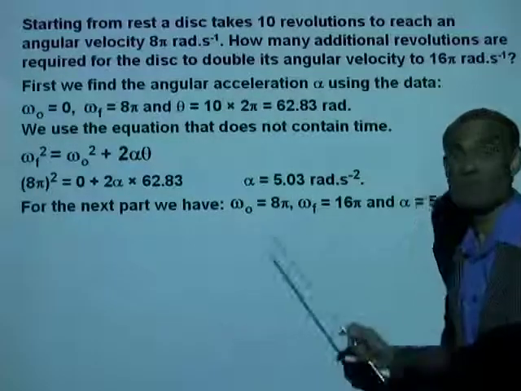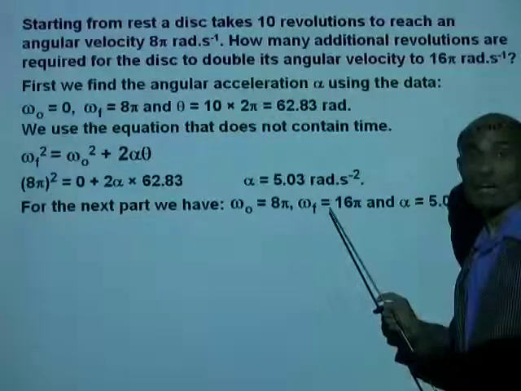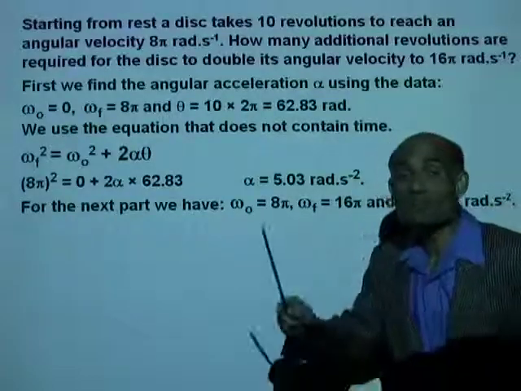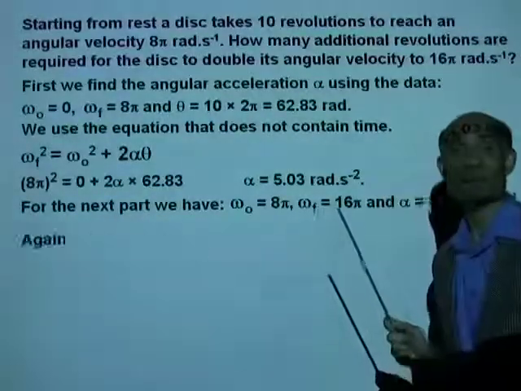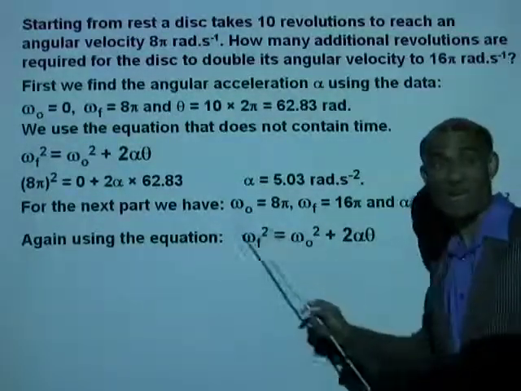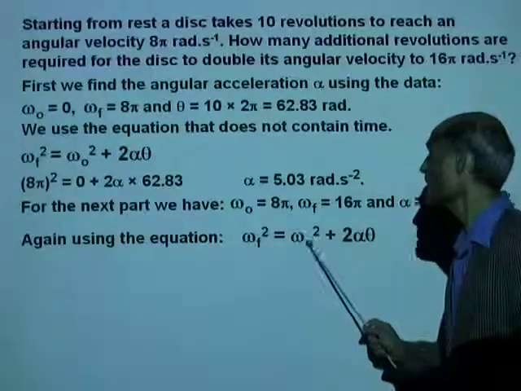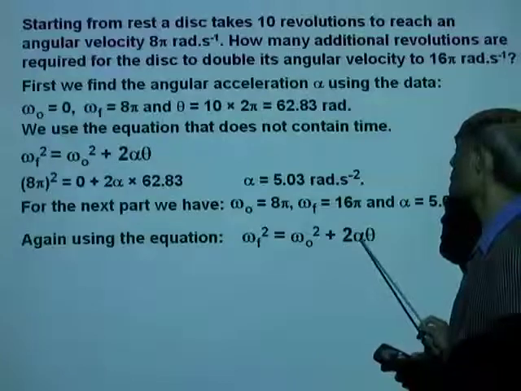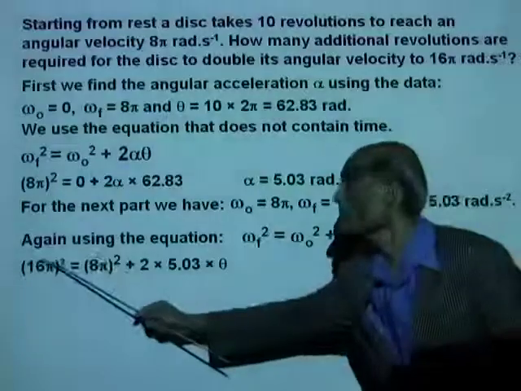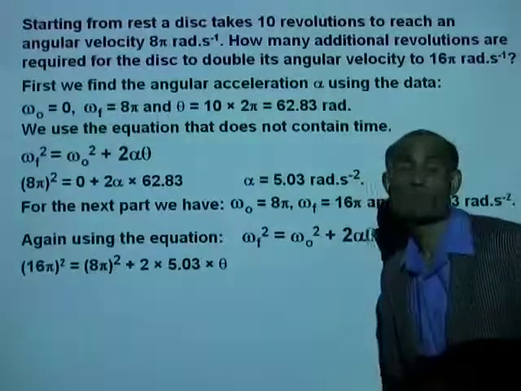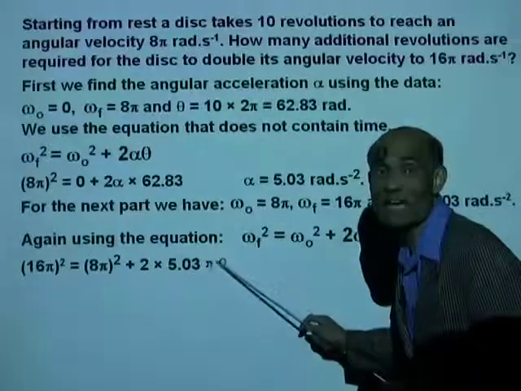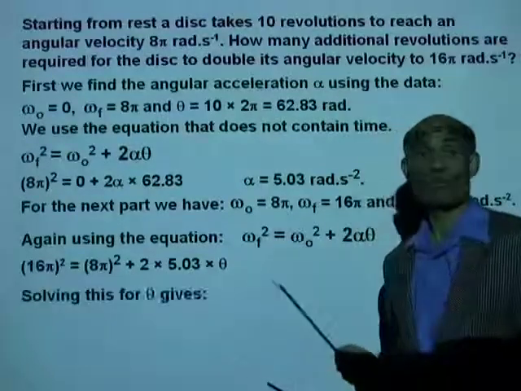per second squared. We have the initial angular velocity, final angular velocity, and alpha. Can you find the angular displacement during that second part? Yes, we can find the angular displacement using the same equation: omega f squared equals omega 0 squared plus 2 alpha theta. Replacing these values, that will be 16 pi all squared equals 8 pi all squared plus 2 alpha theta. We can now solve for theta.